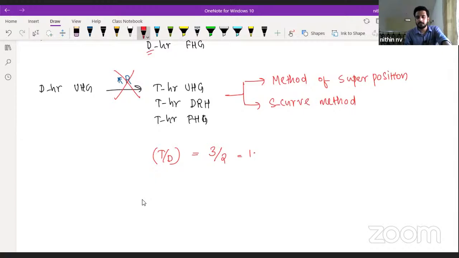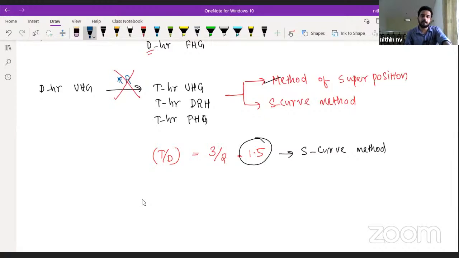So how much is 3 by 2? Is it an integer? No, it is 1.5. It is not an integer. If it was 4 by 2, then we would be getting an integer too. If we are getting an integer, then we can go for the method of superposition, or we can use S-curve also. But whenever we are getting decimals like this, we have to go for only the S-curve method. Understood? Whenever we are getting decimals, we can go only for the S-curve method.